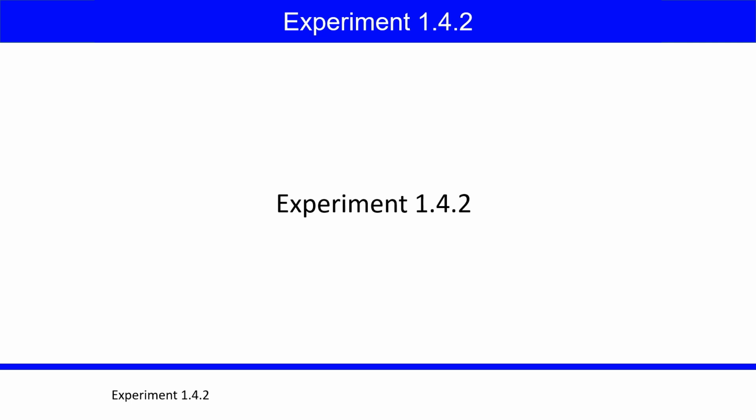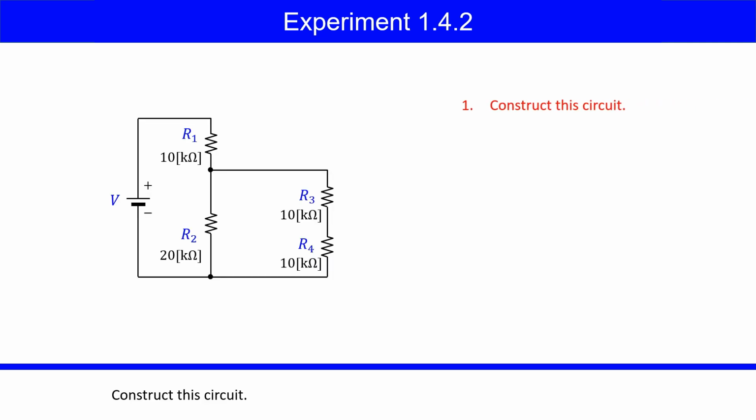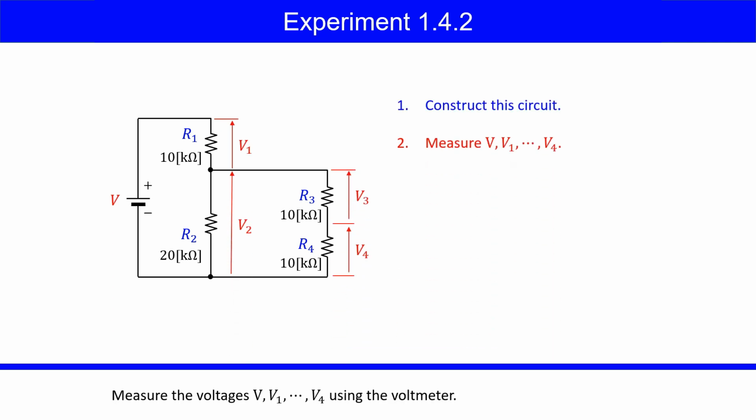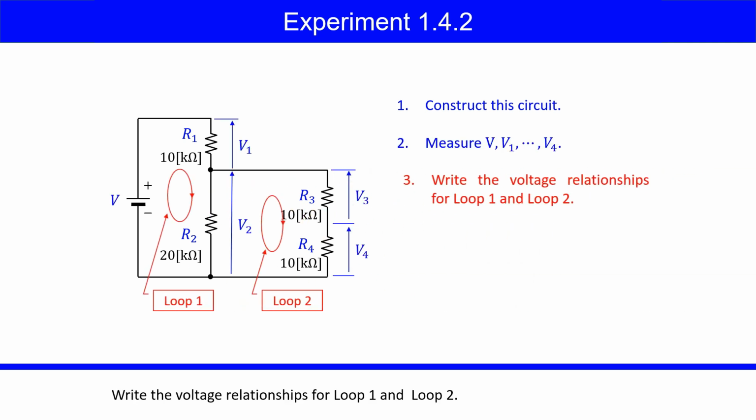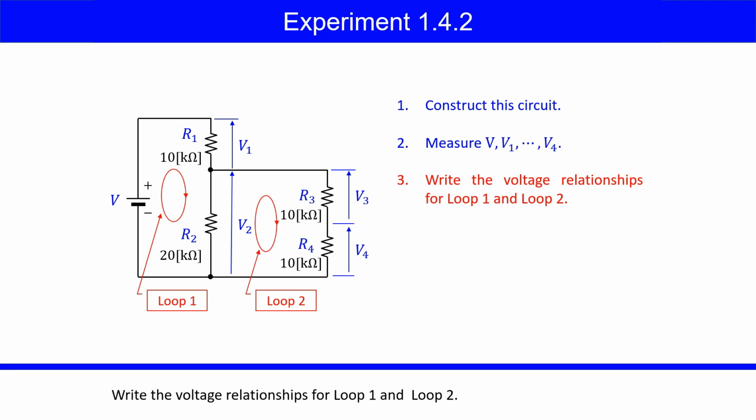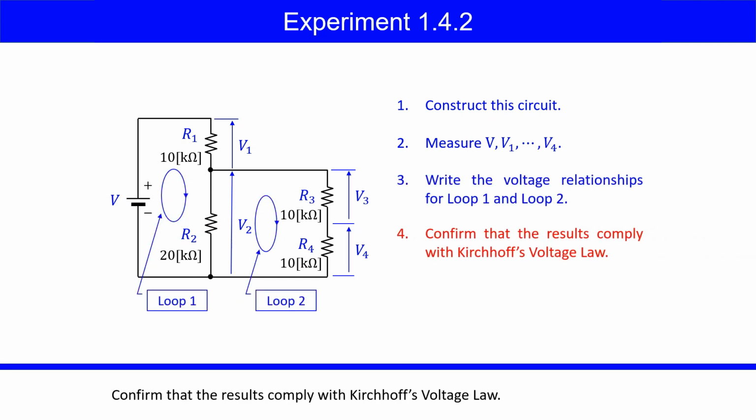Experiment 1.4.2. Construct this circuit. Measure the voltages V, V1, V2, V3, and V4 using the voltmeter. Write the voltage relationships for loop 1 and loop 2. Confirm that the results comply with Kirchhoff's voltage law.